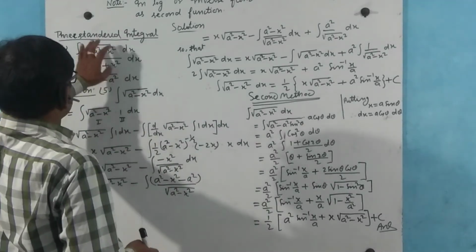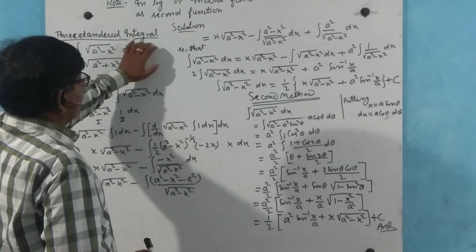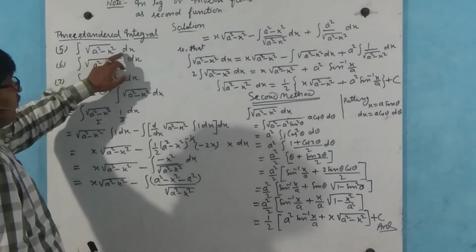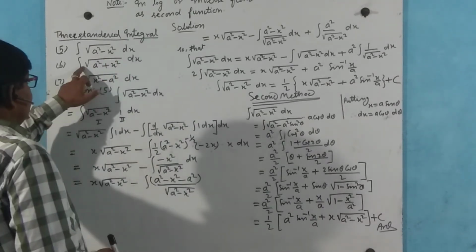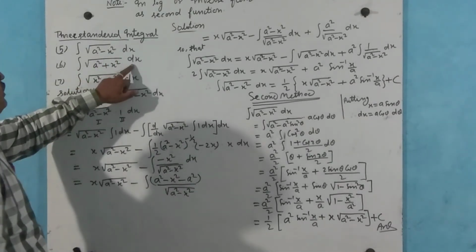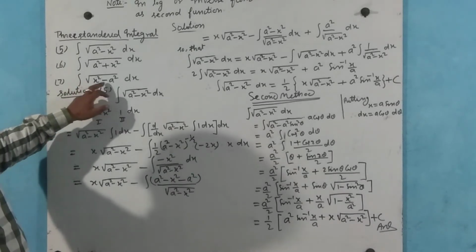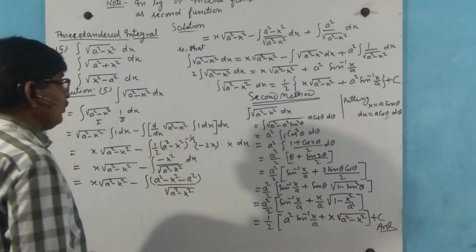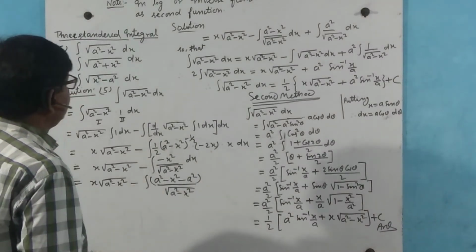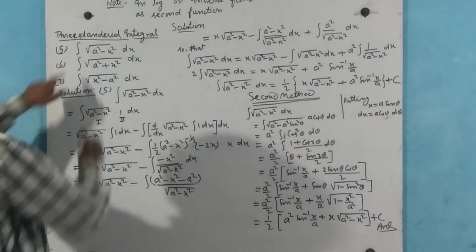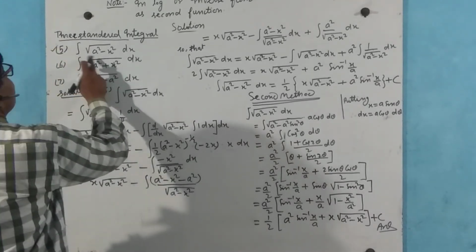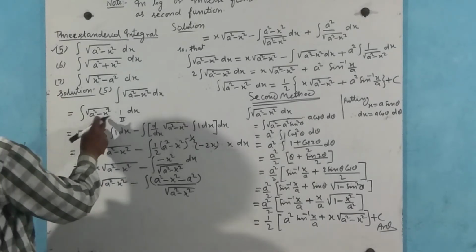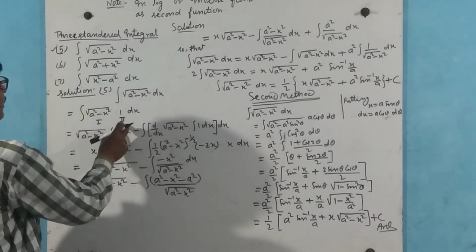Now here are 3 standard integrals: integration of under root a² minus x² dx, integration of under root a² plus x² dx, and integration of under root x² minus a² dx. These are also used as formulas, and we integrate them. We take question number 5 here, integration of under root a² minus x² dx. We take this as the first term and this as the second term.